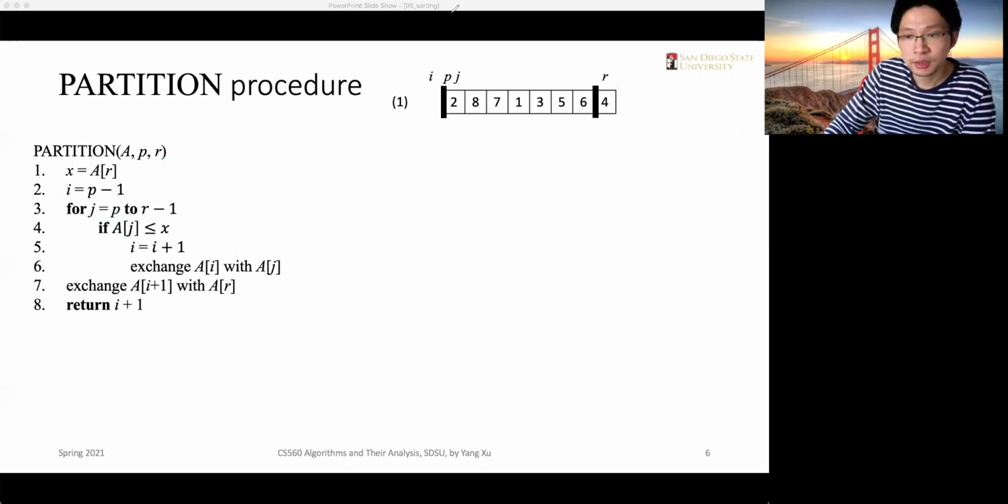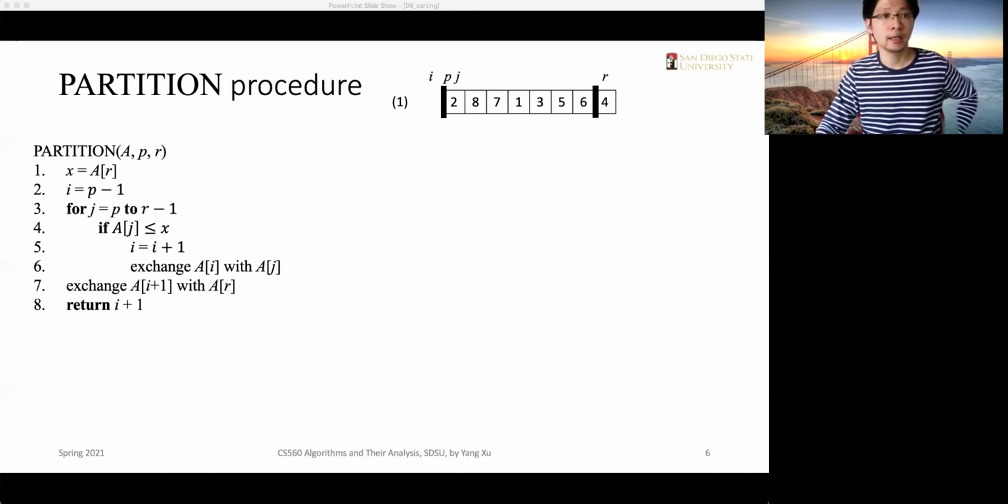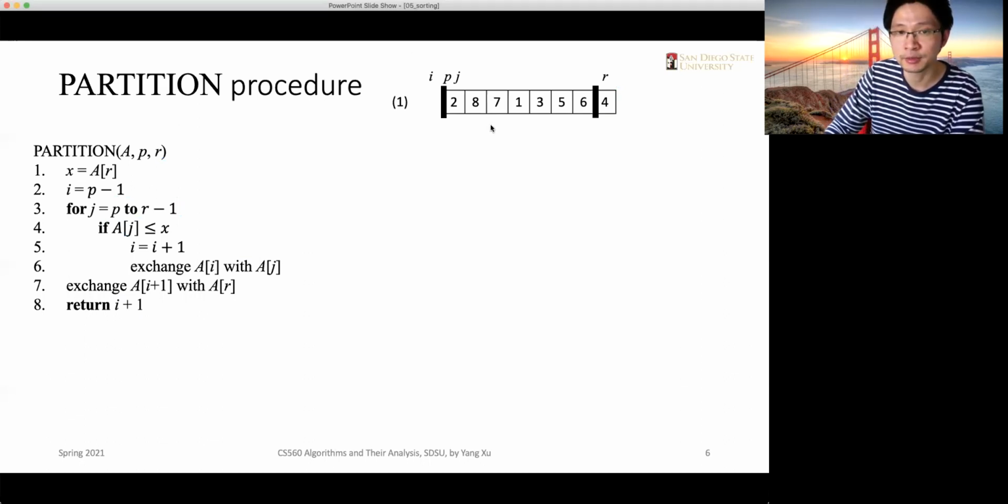All right, so we'll show an example of how the algorithm runs.